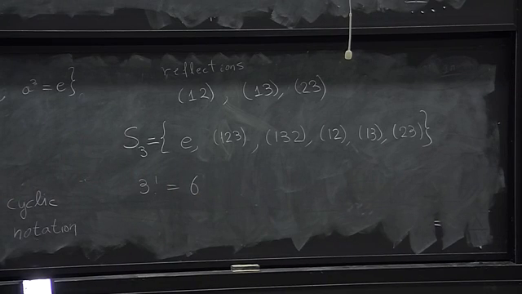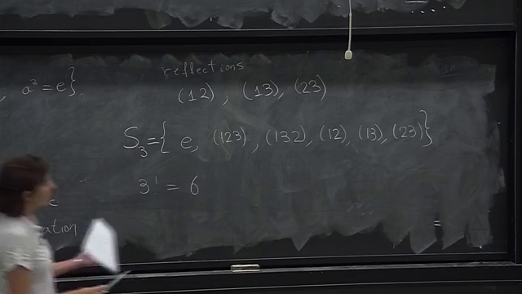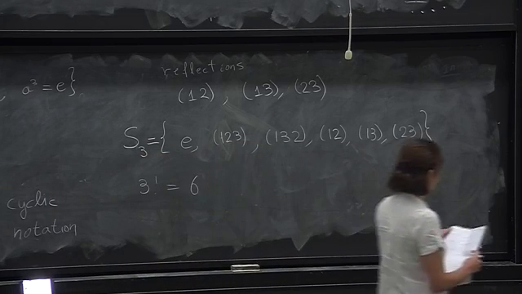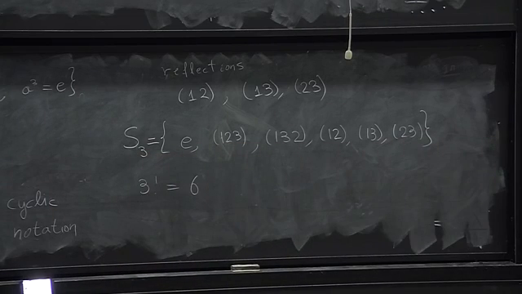Right? Okay. Now, what if we add one more element to our problem, and we consider permutations of 4 objects, or we consider the symmetries of the square?